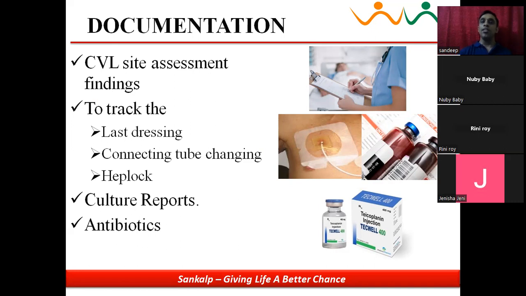And what are the important things we have to track? When the last dressing was done, and when is the next dressing? When was the last tube change done, and when is the next tube change due? When was the last appendage done, and when do we have to do the next one? All these documentations are very important. Also, what culture sample was taken from the tube or tip. That has to be followed very closely.